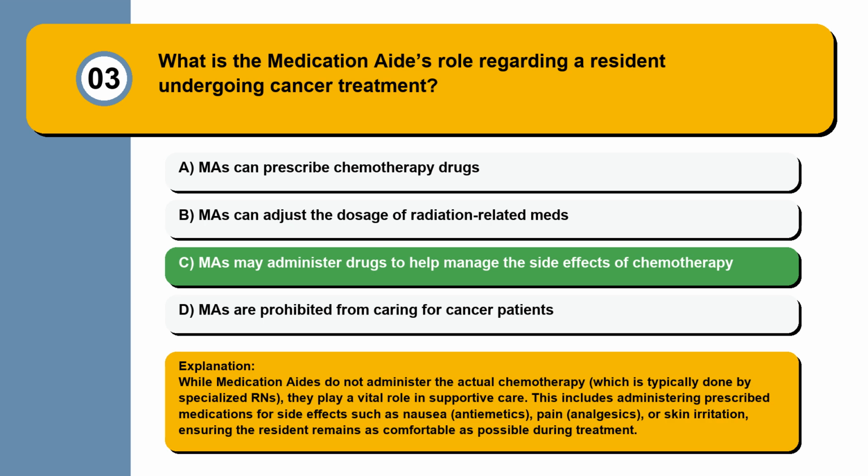While medication aides do not administer the actual chemotherapy, which is typically done by specialized RNs, they play a vital role in supportive care. This includes administering prescribed medications for side effects such as nausea (antiemetics), pain (analgesics), or skin irritation, ensuring the resident remains as comfortable as possible during treatment.